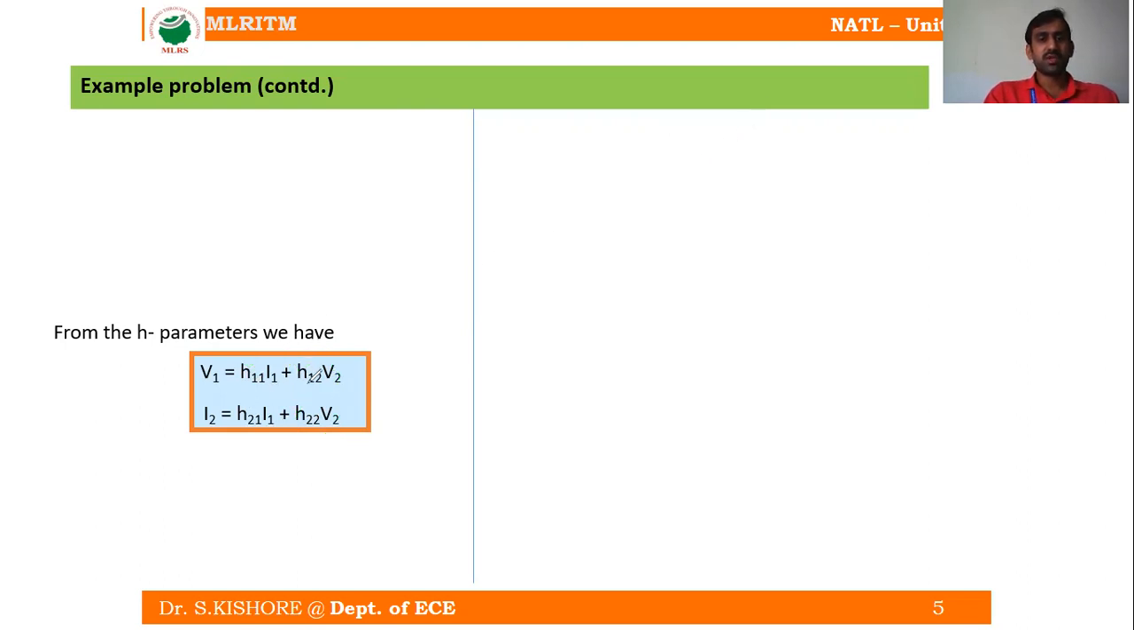Similarly, to find H12 and H22, what you are going to do is make I1 equal to 0, that means open circuit the input port, that is A dash in our circuit. When I1 is equal to 0, you get H12 as V1 by V2 and H22 as I2 by V2.